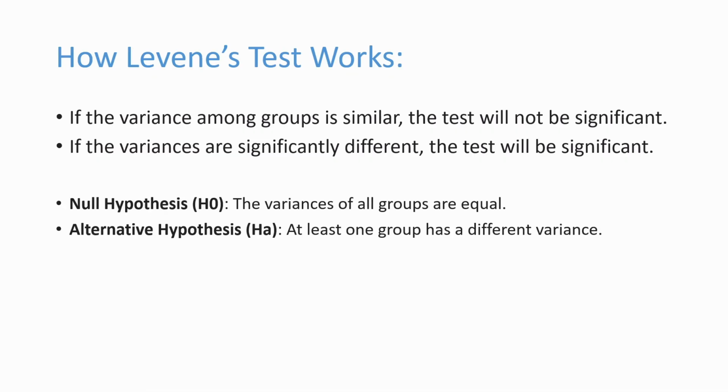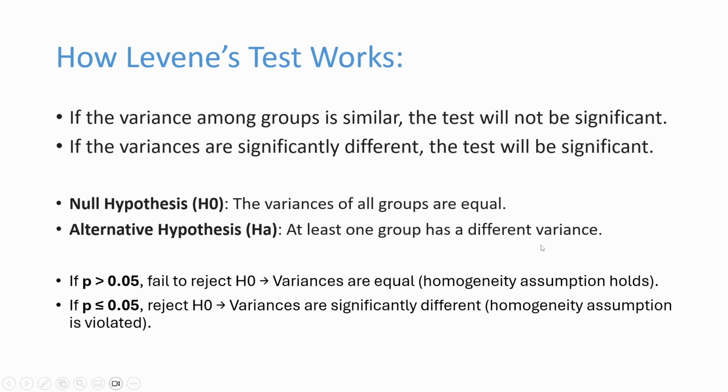So let's look at the null hypothesis. The null hypothesis is that the variance of all groups are equal, and the alternate hypothesis is that at least one group has a different variance. And if the p-value is greater than 0.05, we fail to reject the null hypothesis. That means that the homogeneity assumption holds. In contrast, if the p-value is smaller than 0.05, we reject the null hypothesis. That means that the homogeneity assumption is violated.